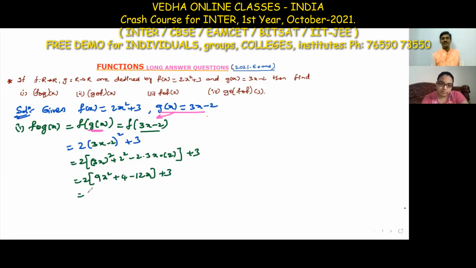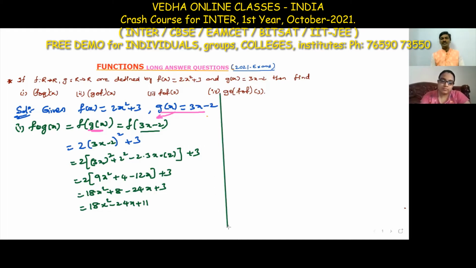Now this is equal to 2 9s are 18x square, 2 4s are 8, 2 6s are 12, 2 into 12 is 24x, plus 3. Write them in order and simplify here. So 18x square minus 24x, 8 plus 3 is 11. This is the first one.